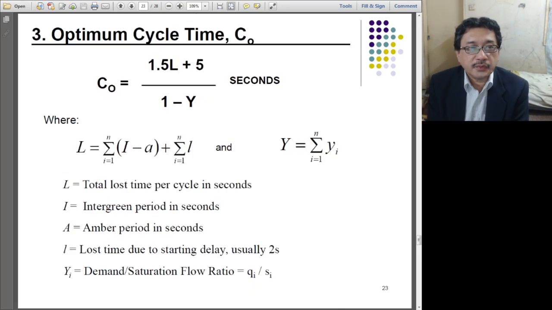The third element to be considered is the optimum cycle time, CO. CO is given in the formula as shown in the slide, which equals 1.5 multiplied by the total lost time per cycle in seconds, or big L, plus 5, divided by 1 minus Y, where Y is the demand over the saturation flow ratio.